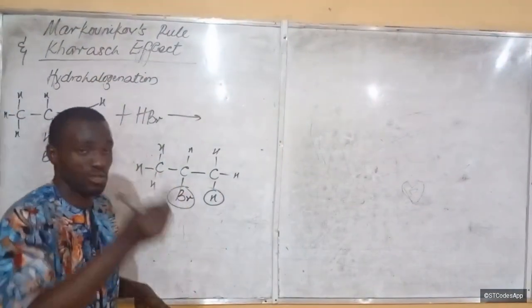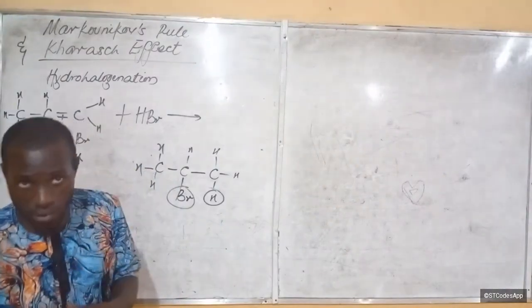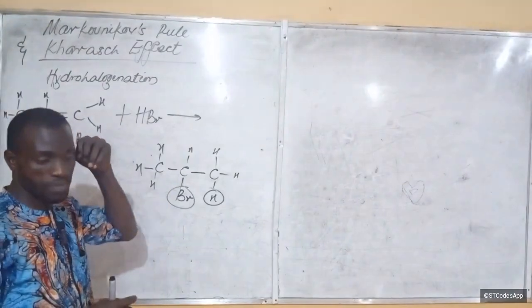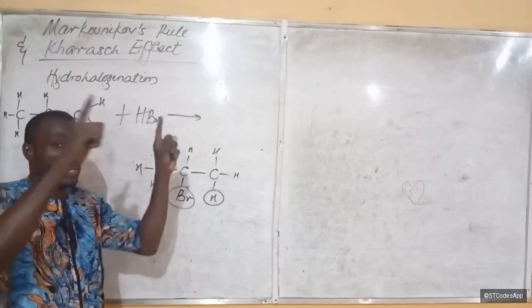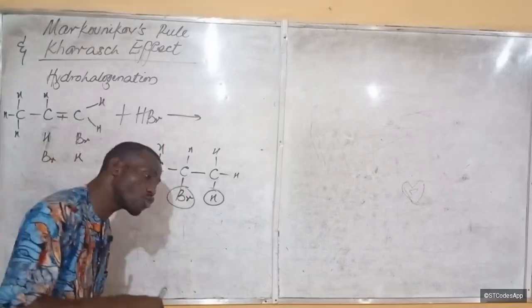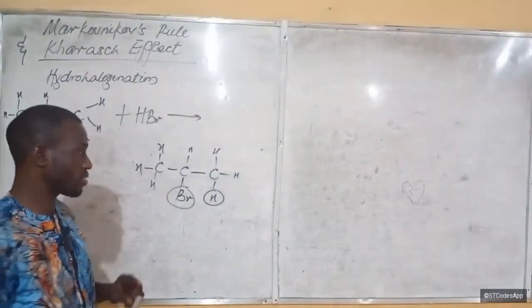Add the halide to it. The halides are chlorine, bromine, fluorine, iodine, etc. Add the halide to the carbon that has more carbon around it. Then add hydrogen to the carbon that has more hydrogen around it. Does that make sense? Okay.